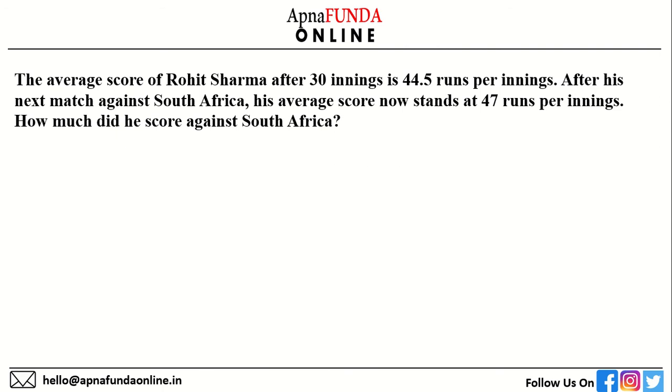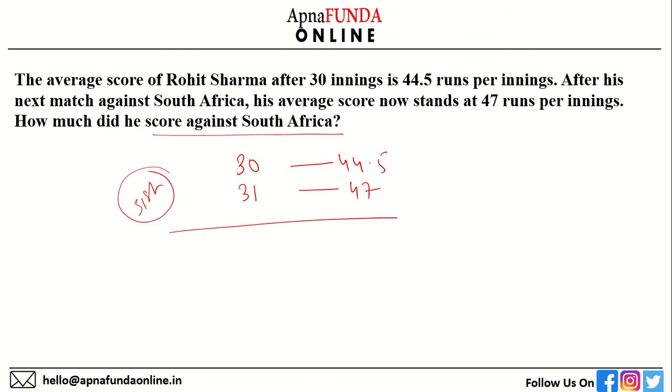Simple question. We know that the average score of Rohit Sharma after 30 innings is 44.5 runs per innings. After his next match, that is the 31st match, his average now stands at 47 runs per innings. So how much did he score against South Africa? That is, how much did he score in his 31st match? Very simple. 31 into 47 minus 30 into 44.5.